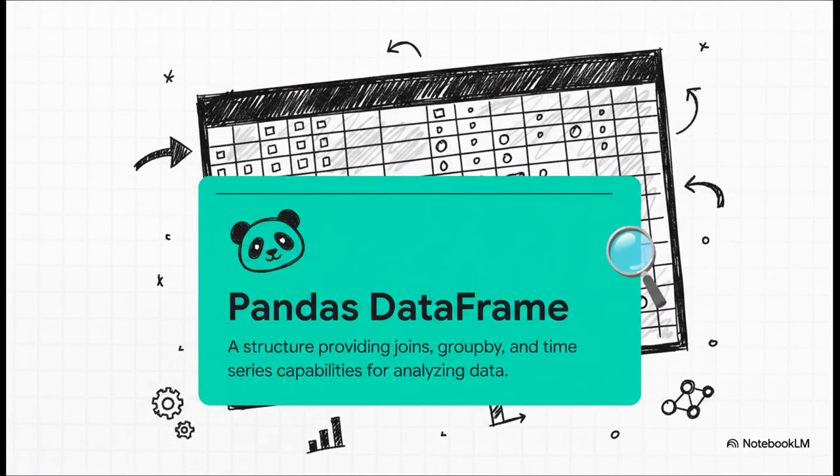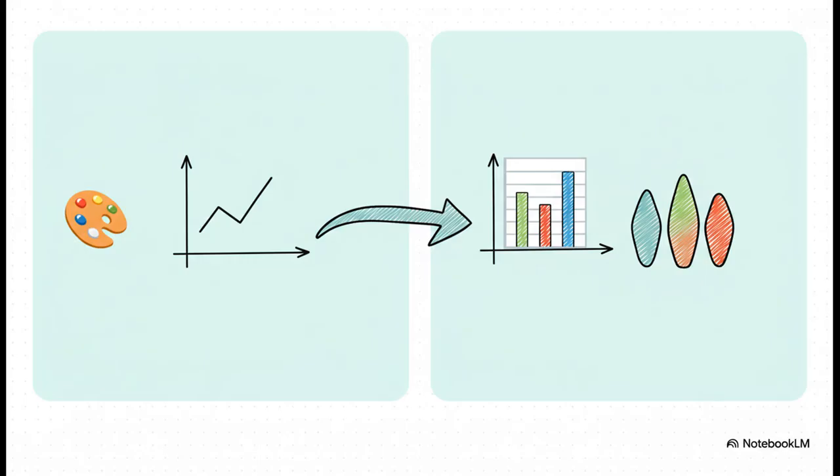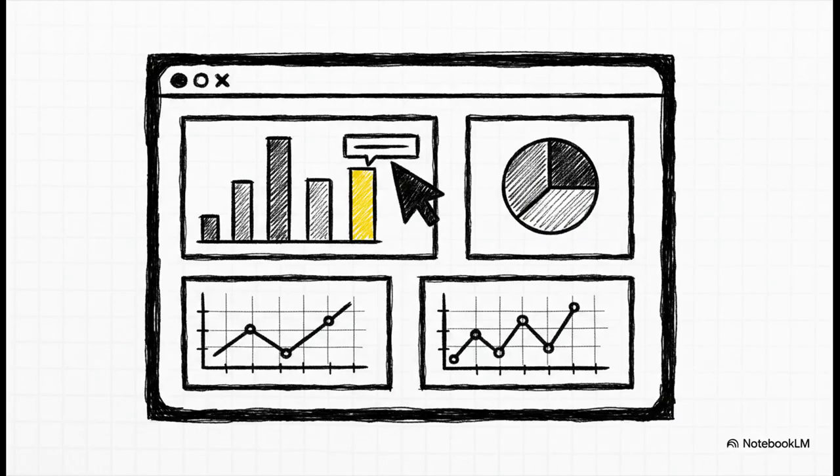Pandas gives us the data frame. Honestly, just think of it like a spreadsheet on steroids. So Matplotlib gives you total control, but Seaborn, it's built right on top for beautiful statistical plots fast. And then there's Plotly. It makes your charts interactive, which is perfect for web dashboards.